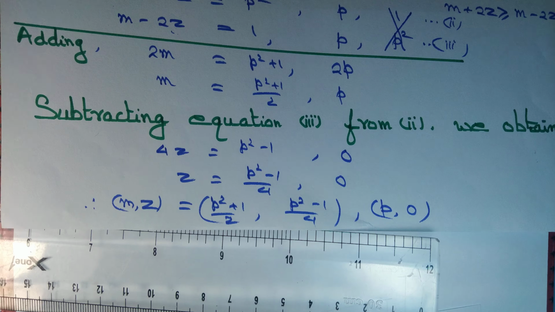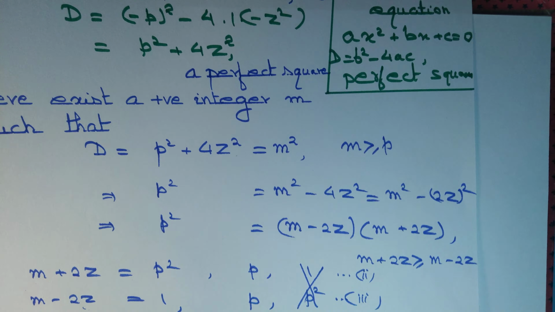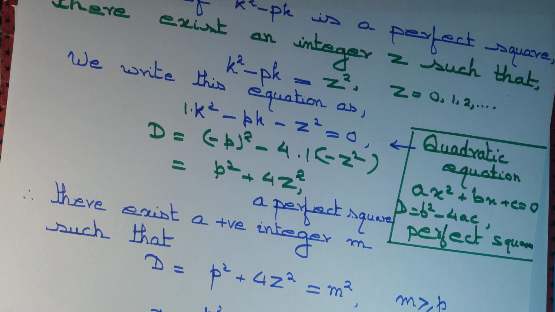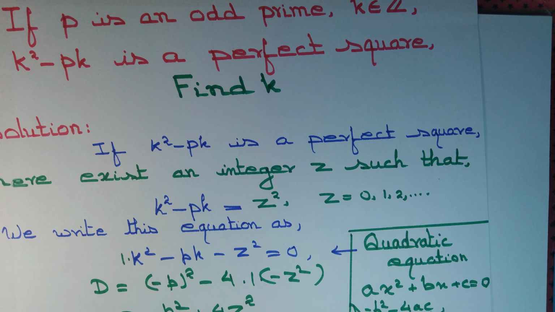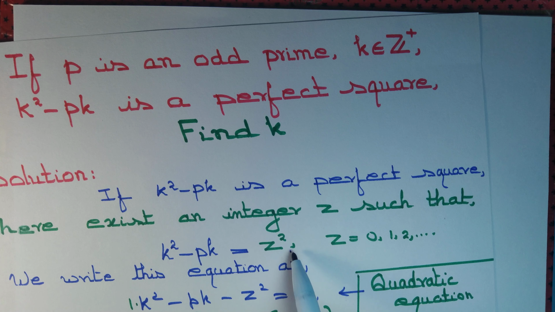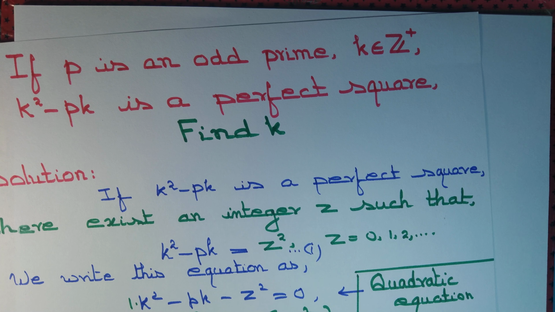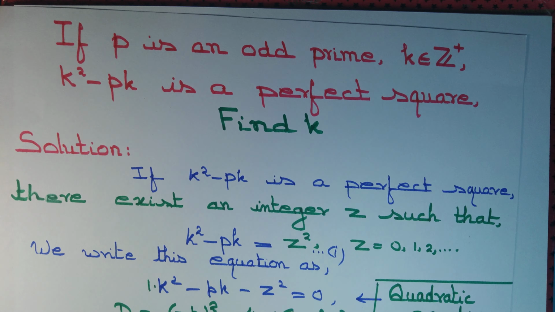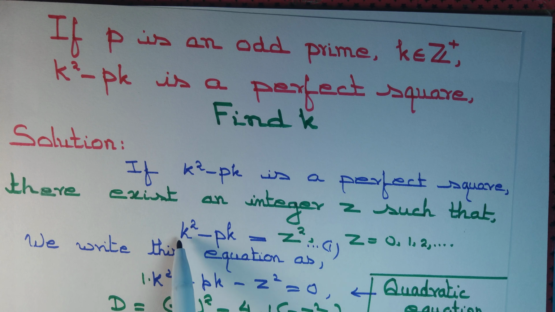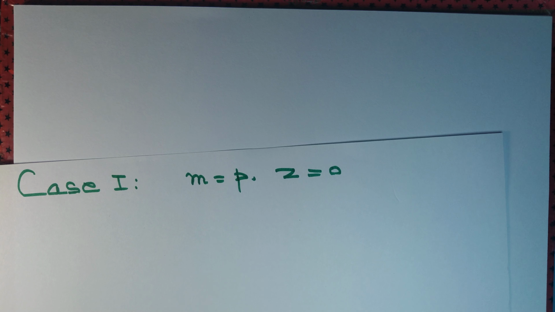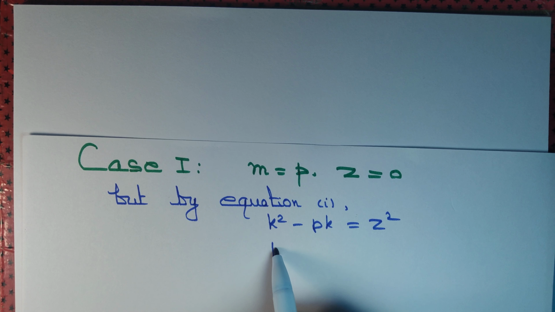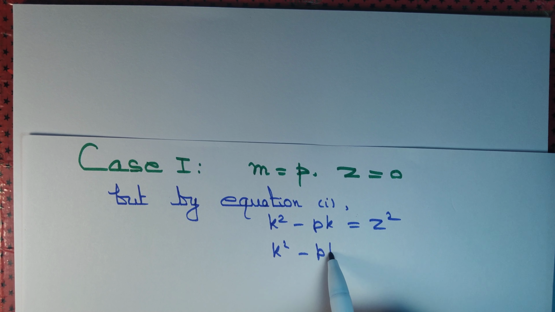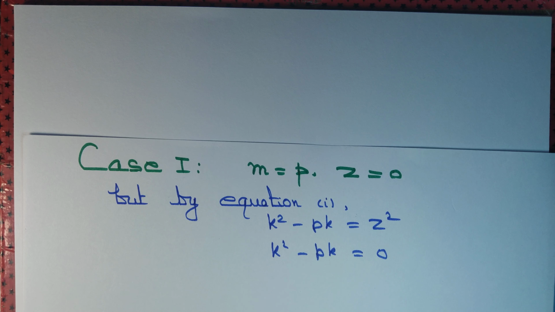But by equation 1, if we look at equation 1, did we write equation 1 somewhere? Okay, we did not write. Let's write it here. Equation 1. We simply wrote equation 2. But by equation 1, k square minus pk equal to z square. And we got z equal to 0. So k square minus pk equal to 0.